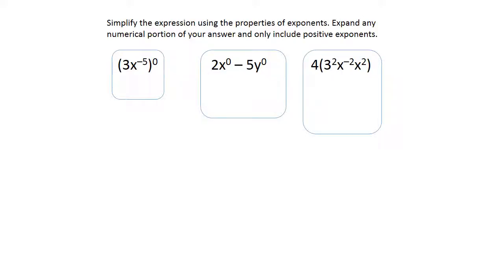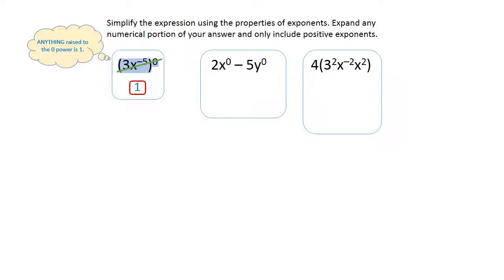In these three examples, we're going to see what happens when you raise an expression to the 0 power. So we're simplifying the expressions, using properties of exponents, and the rule we are investigating says anything raised to the 0 power is 1. In the first example, the entire expression inside parentheses is actually raised to that 0 power outside the parentheses. So we're going to mark through the entire thing and just call that 1. And that's actually the simplified answer to that expression.